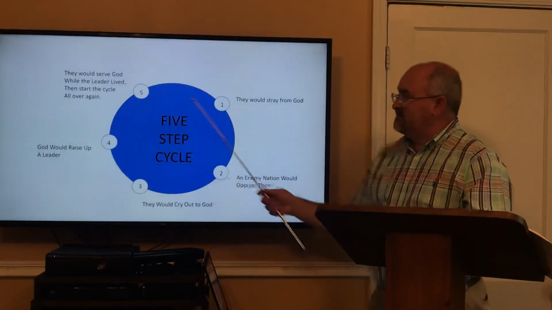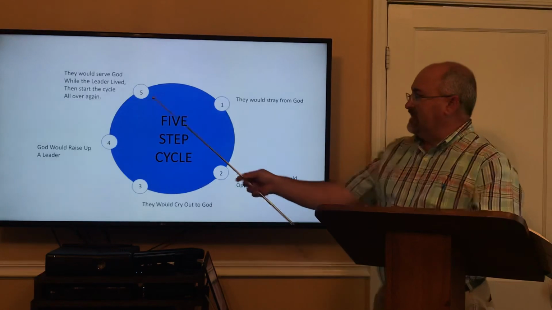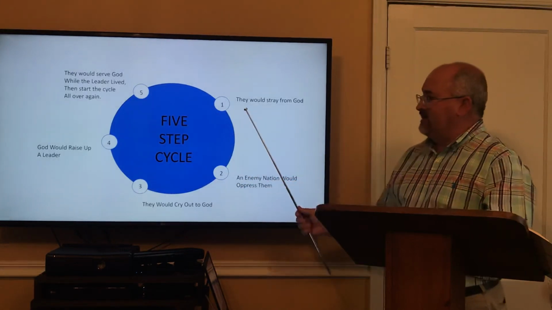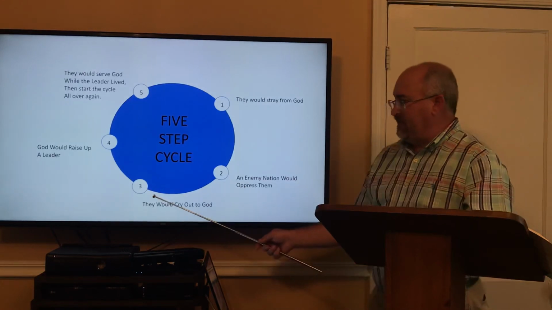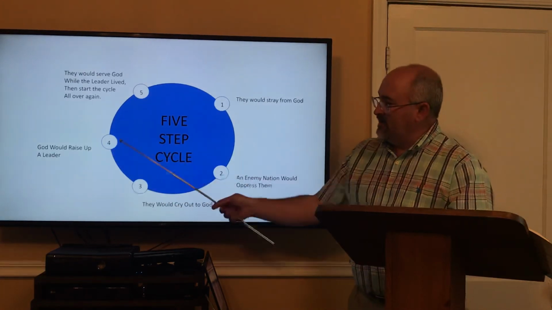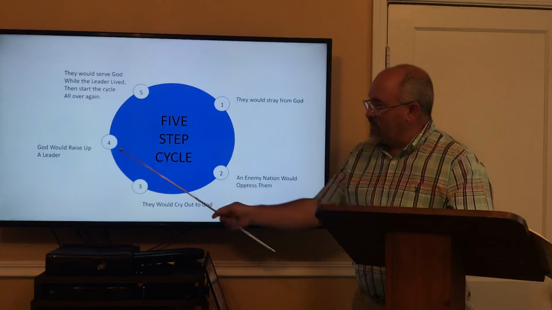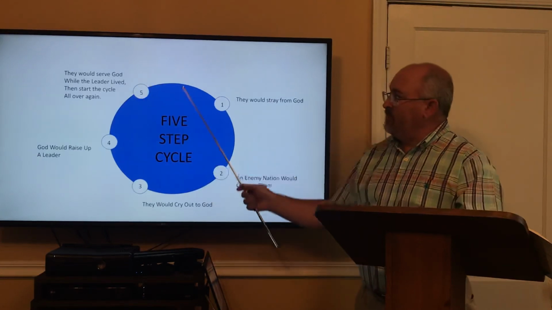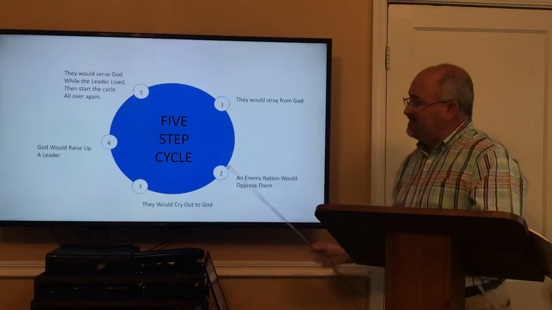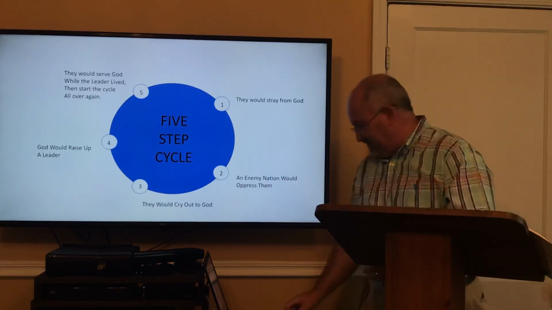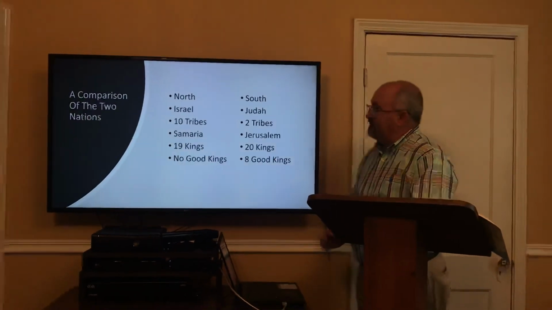We can get into this cycle in our own lives. We can serve God for a while, then stray away from God. God has to get our attention. We repent. God helps us through the problem we're facing. And then for a period of time, we do what we're supposed to do. So we can get into this same cycle in our own lives if we're not careful.